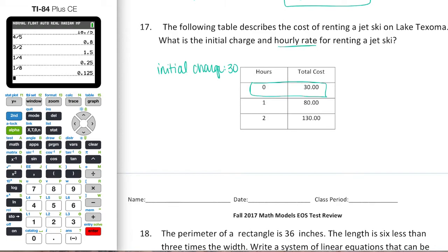Then it asks what is the hourly rate. So we're going to look at the increase from one to the next, from one to the next. How much is it adding every hour? So from 30 to 80, we're adding 50. And from 80 to 130, we're also adding 50. So the hourly rate is $50 per hour.